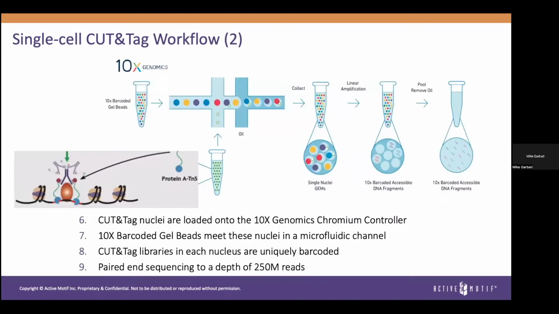Next, those tagmented nuclei are loaded onto the 10x Genomics Chromium controller. This is a microfluidic device that allows for CUT&Tag nuclei to be met with 10x barcoded gel beads. So one nucleus meets one gel bead, and CUT&Tag libraries in each nucleus are uniquely barcoded. Paired end sequencing is then performed to a read depth of 250 million reads. Next, let's look at some of the data from these papers.